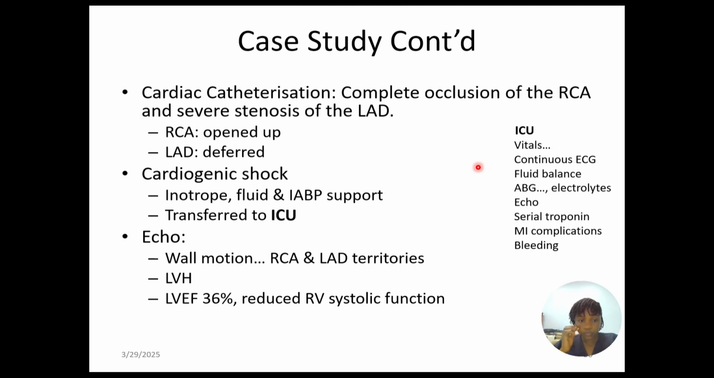Echocardiography was also done for him in the ICU and showed wall motion abnormality in the right coronary artery and left anterior descending artery territories. It also showed left ventricular hypertrophy, a reduced ejection fraction of 36%, and reduced right ventricular systolic function.